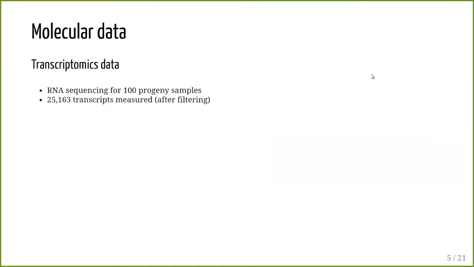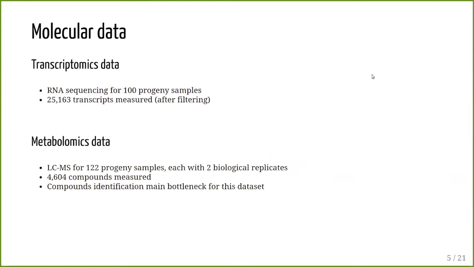So we had transcriptomics data that was obtained via RNA sequencing for 100 of the progeny samples. And it's also quite a large data set because after filtering, we have a bit more than 25,000 transcripts that were measured. And we also had metabolomics data that was obtained by LCMS for 122 of the progeny samples.